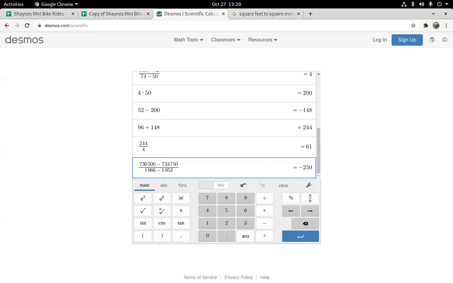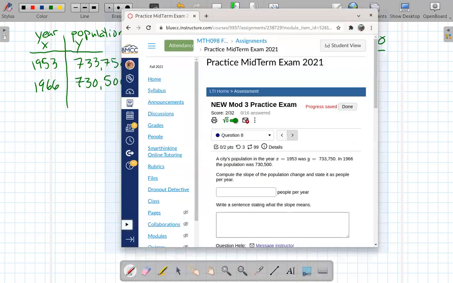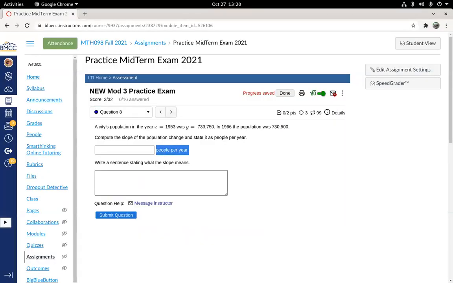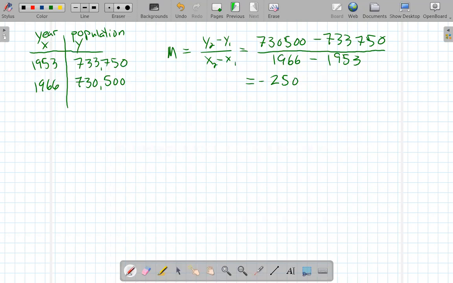Negative 250. And I was expecting a negative because I could see as the year increases, the population decreased. So that right there is negative 250. Negative 250 what? Okay, well, the problem actually kind of tells me that. It says it should be people per year. Double check in my notes that that's the case. What were my Y's? Yeah, they were definitely people. That's the population in people. And these are change in years. So this is negative 250 over 1 as a fraction, people per year.